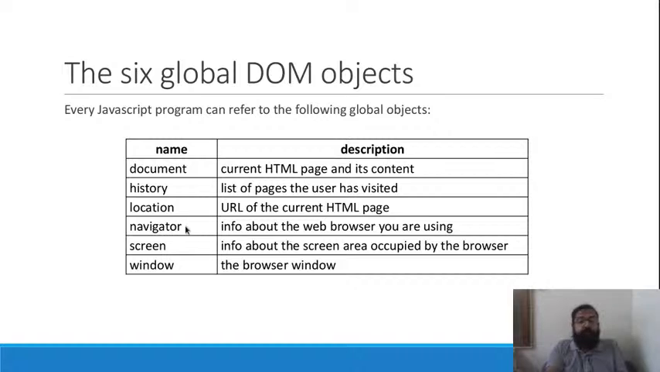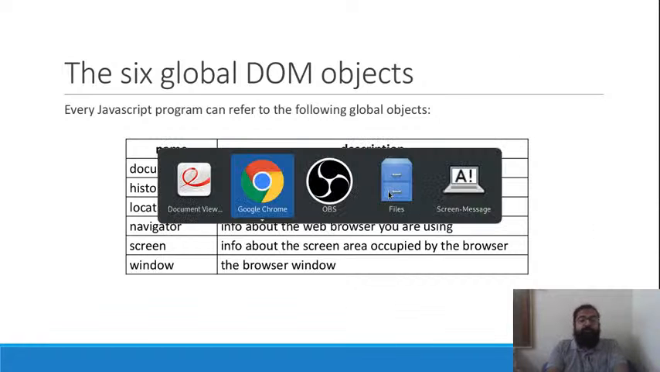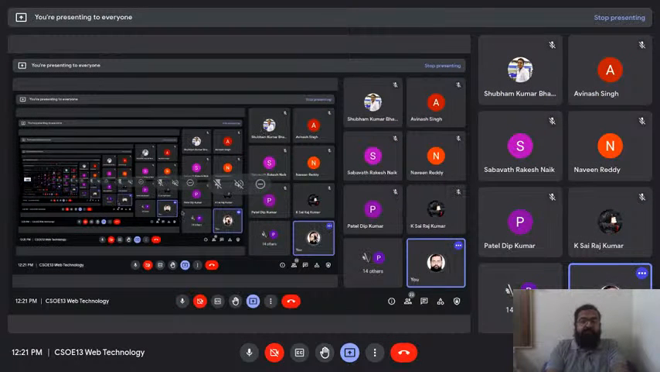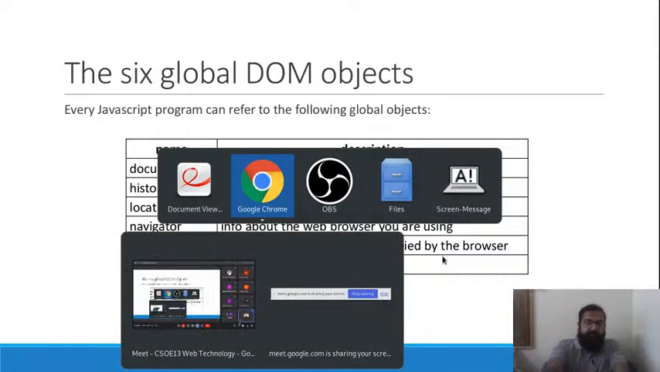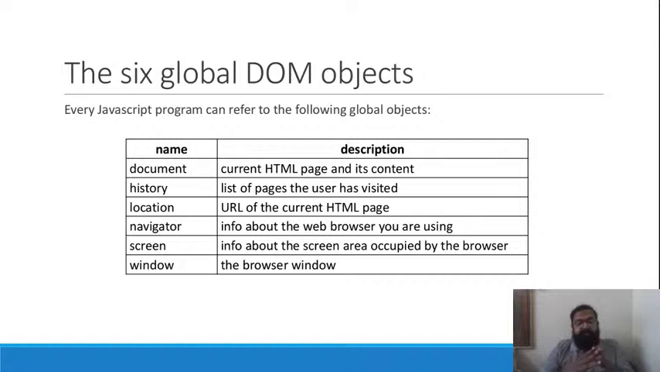Okay, and then another DOM object is navigator. It will provide you the information about the web browser that you are using. Navigator means whatever web browser I am using. Here in this example, I am using Google Chrome, right? That's evident by the icon, right? So that's a navigator, which means that you will be using some web browser to browse the web page or the website. Okay, so what web browser you are using can be found from the navigator DOM object.